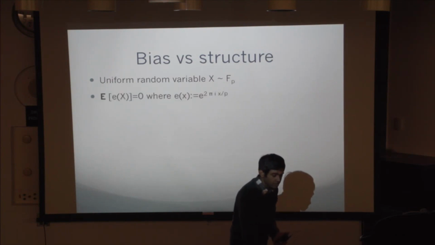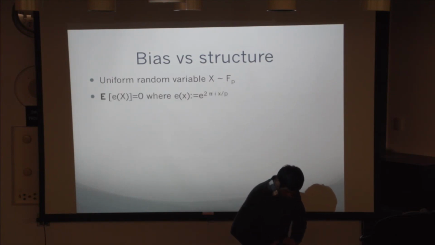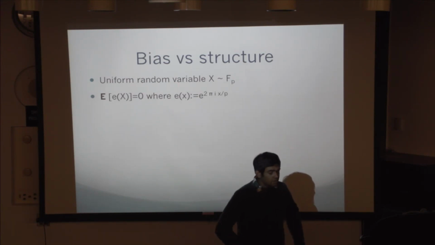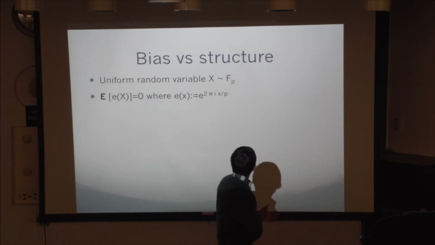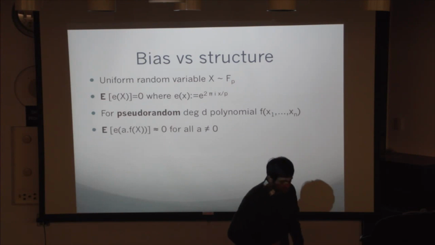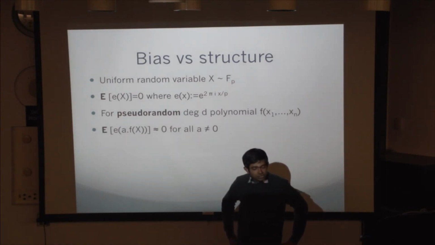Okay, so what is pseudo randomness of polynomials? Consider a uniform random variable x over F_p. Now we know that the expectation of e(x) is 0 since x is uniformly random, where e(x) is e to the 2 pi i x by p. Okay. So then you want something similar to hold for pseudo random degree d polynomials. You want expectation.